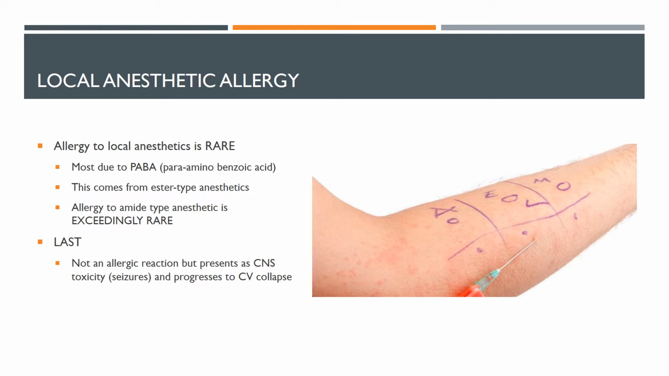This keyword topic is on local anesthetic allergy. In general, a true allergy to local anesthetics is awfully rare. When it does arise, it's most often due to PABA, which stands for para-aminobenzoic acid. This is a breakdown product that comes from really only ester type local anesthetics, which far and away elicit more allergic reactions than amide type local anesthetics.